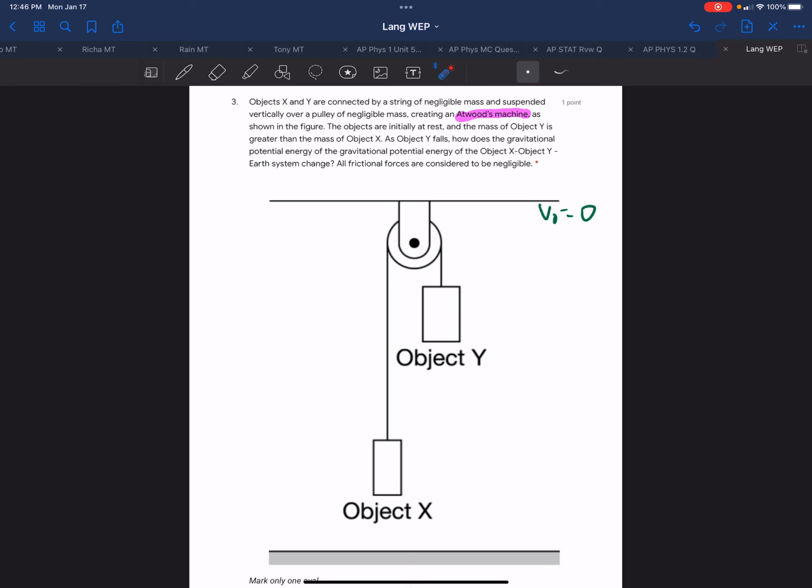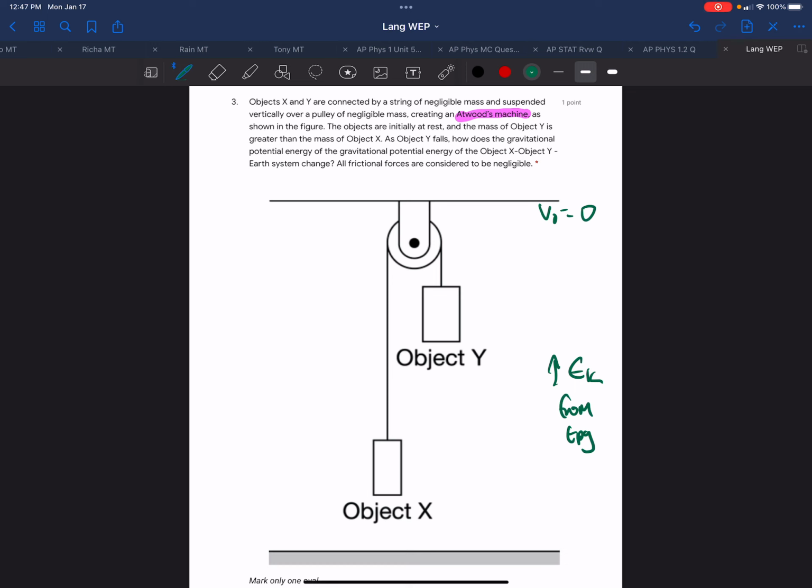Well, the first thing we need to realize is that there's a certain amount of gravitational potential energy that Y has and X has. Once we release it, the system is going to accelerate, so there is going to be an increase in kinetic energy. And that kinetic energy is going to come from the gravitational potential energy. So gravitational potential energy will be converted to kinetic energy. What we would expect to happen is the gravitational potential energy would decrease.